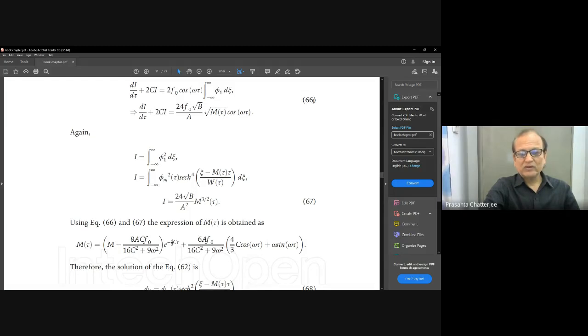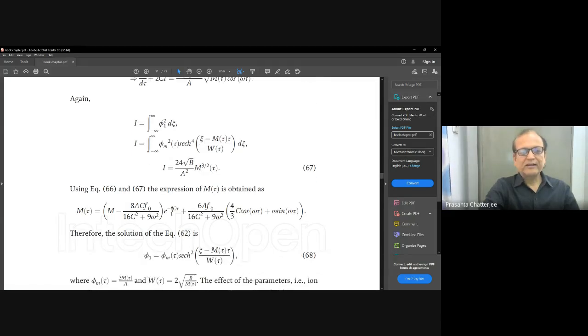So from these two equations, 66 and 67, solving this and putting the value of I here, one can easily find out the value of m(τ). And m(τ) is obtained as this expression, m(τ) equal to this.